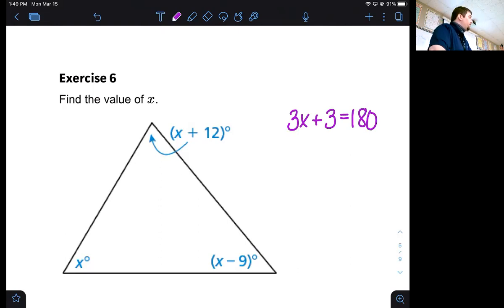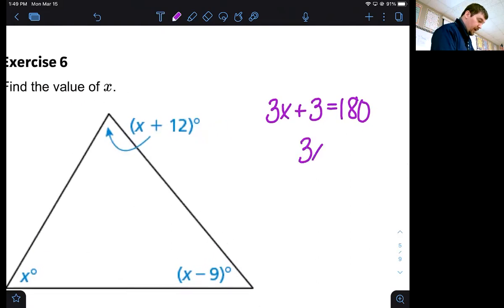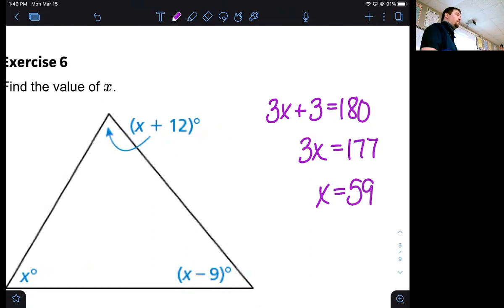AJ, what do you get when you subtract 3 from both sides? Okay, and what do you get when you divide by 3? So x equals 59. So you see what I mean? We didn't have any questions like that on our triangles worksheet where you had to set up an equation to solve for the missing degree, but you'll have something like that on your quiz tomorrow, just like this one here.